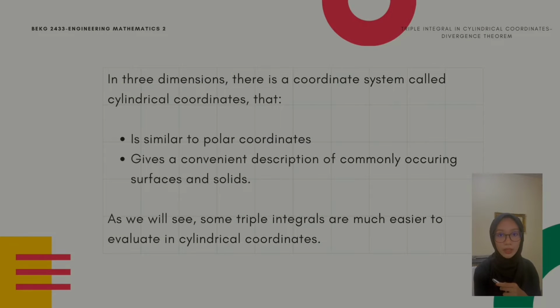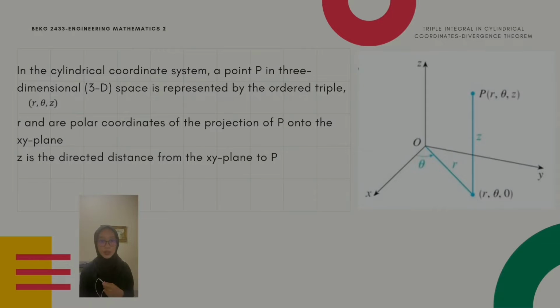In 3 dimensions, there is a coordinate system called cylindrical coordinates. It is similar to polar coordinates and it gives a convenient description of commonly occurring surfaces and solids. As we will see, some triple integrals are much easier to evaluate in cylindrical coordinates. In the cylindrical coordinate system, a point P in 3D space is represented by the ordered triple r, theta and z, where we can see based on the figure, r and theta are polar coordinates of the projection of P onto the xy plane, while z is the directed distance from the xy plane to P.